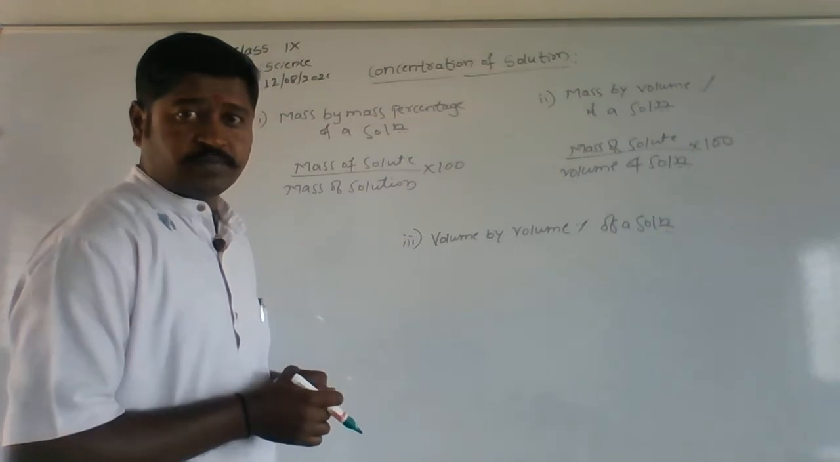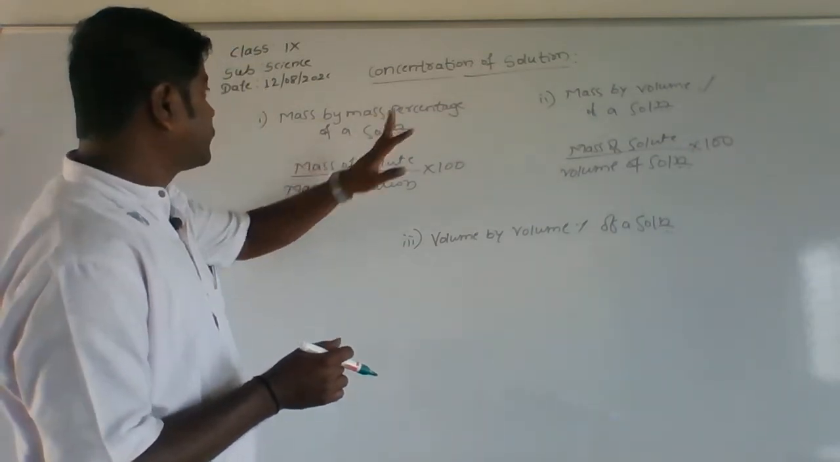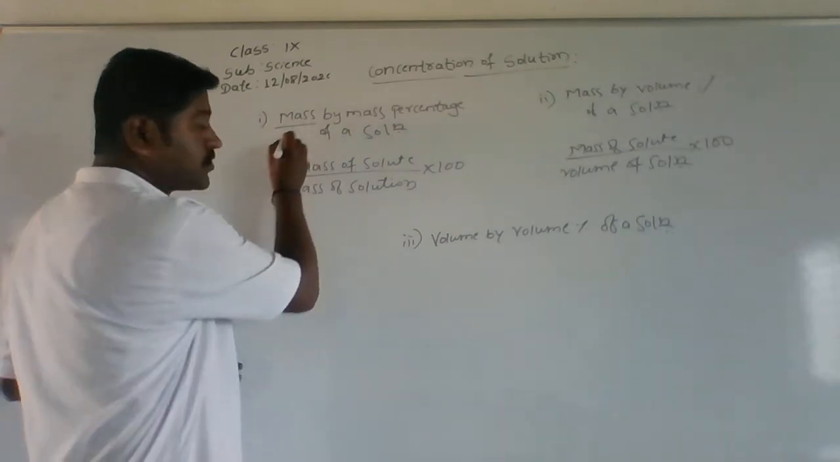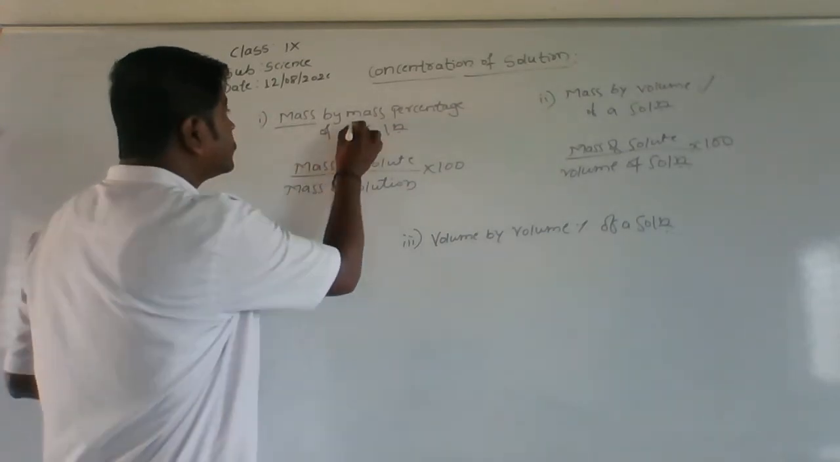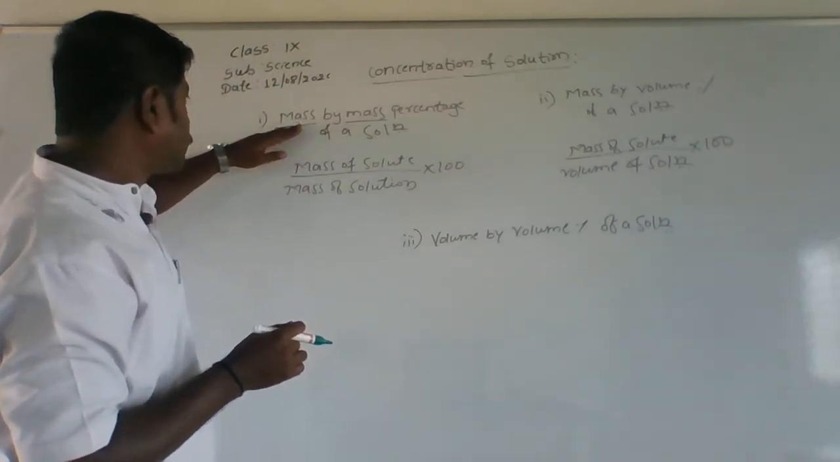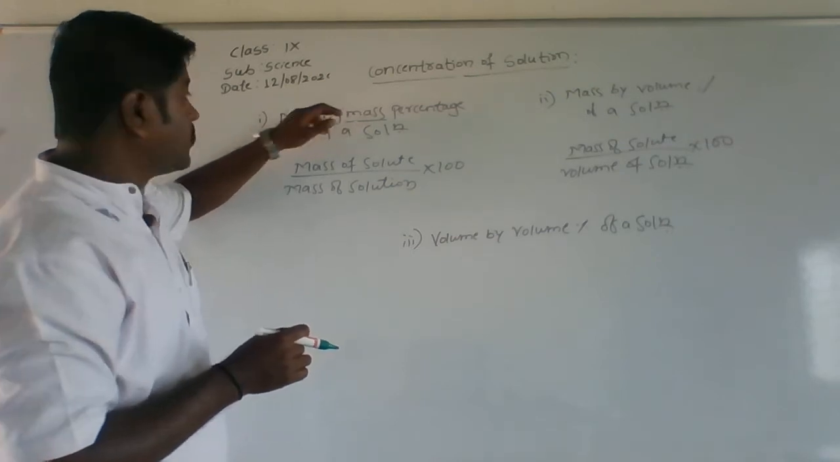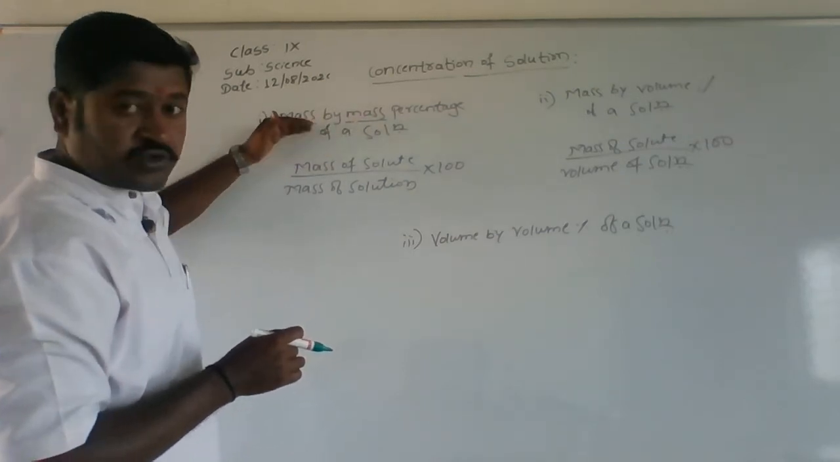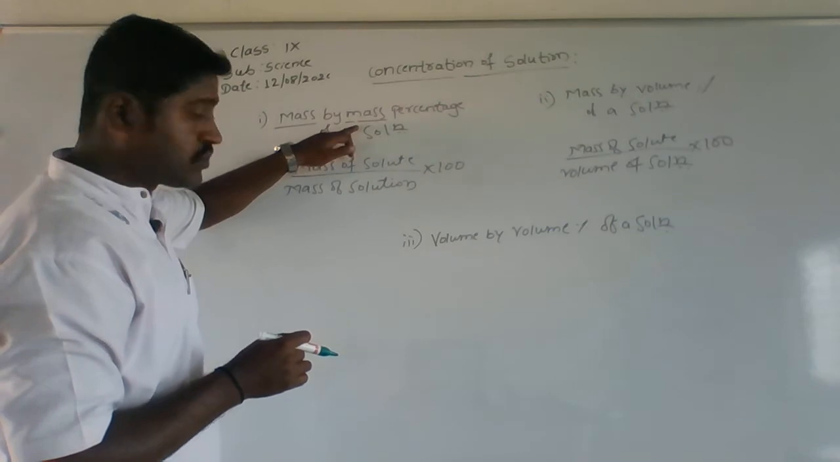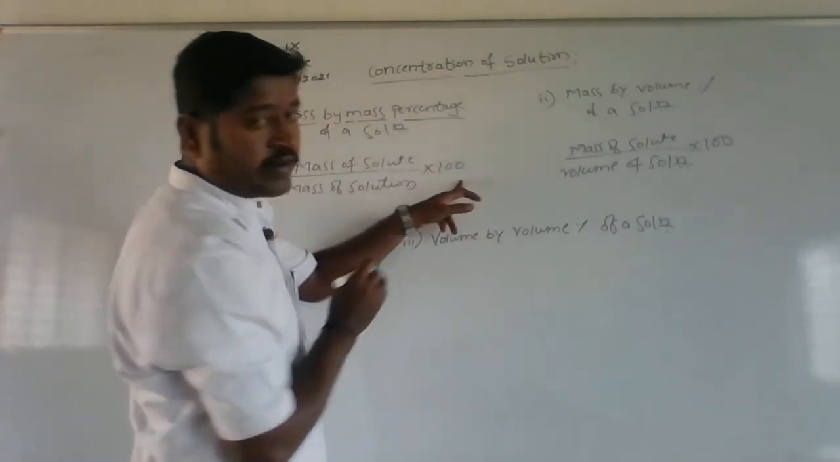And the first one is mass by mass percentage. So mass by mass. The first mass refers to solute and the second mass refers to solution. So mass of solute by mass of solution. Mass by mass means mass of solute divided by mass of solution, percentage. So that is why it is into 100.